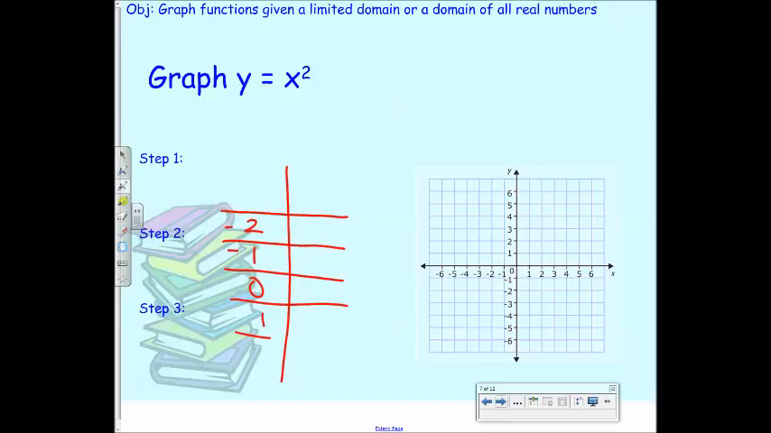What's negative 2 squared? No. 4. Negative 2 squared is positive 4. Why? A negative times a negative gives you a positive. Okay, what's negative 1 squared? What's 0 squared? What's 1 squared? And what's 2 squared? 4. Okay, so when I plot this, my first point is negative 2, 4. My second point is negative 1, 1, then 0, 0, then 1, 1, and 2, 4.